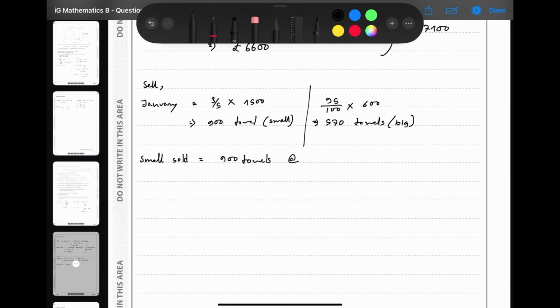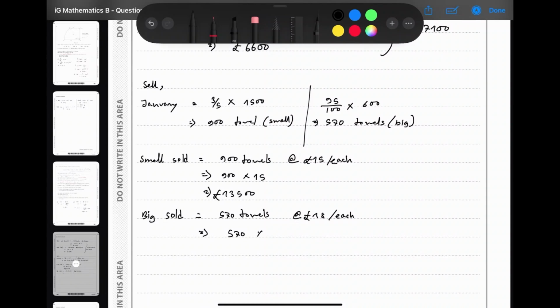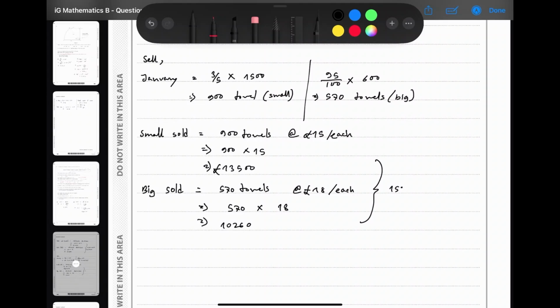The small ones are sold at 15 pounds each, 900 of them, bringing 13,500 pounds of revenue. The big ones, 570 towels at 18 pounds each, bring just over 10,000 pounds. In total they bring in just about 24,000 pounds.